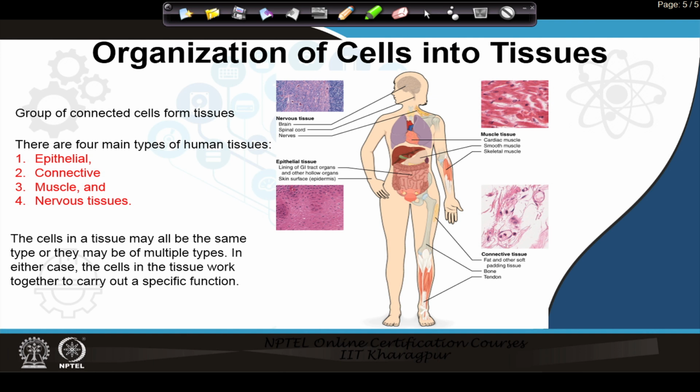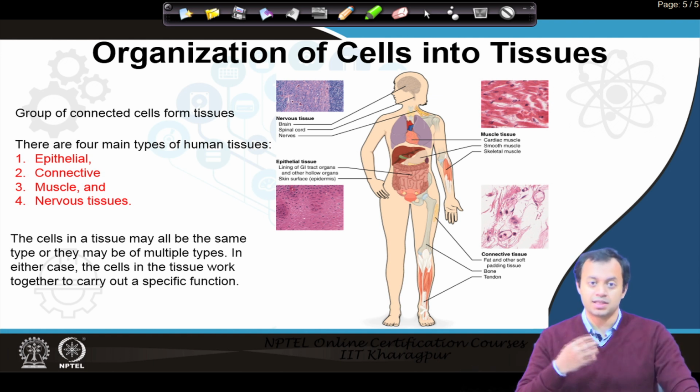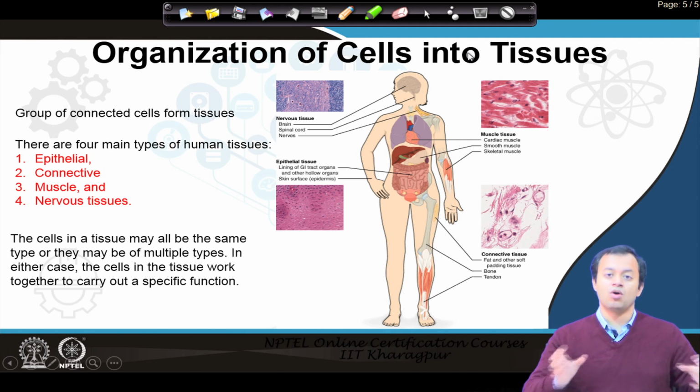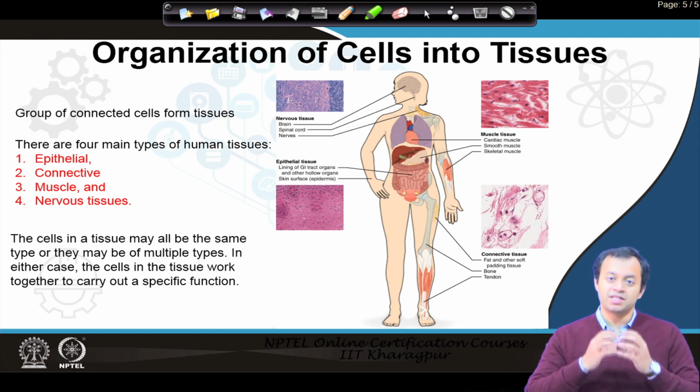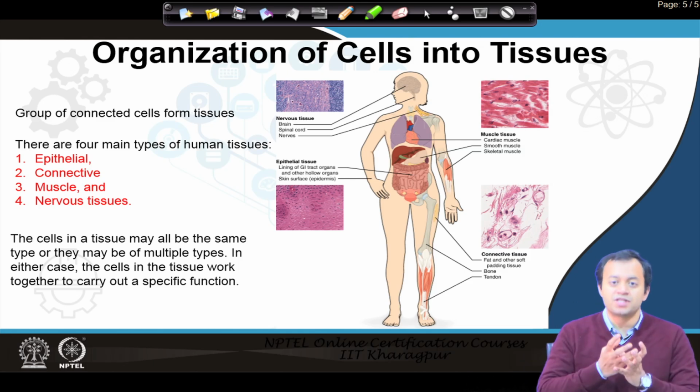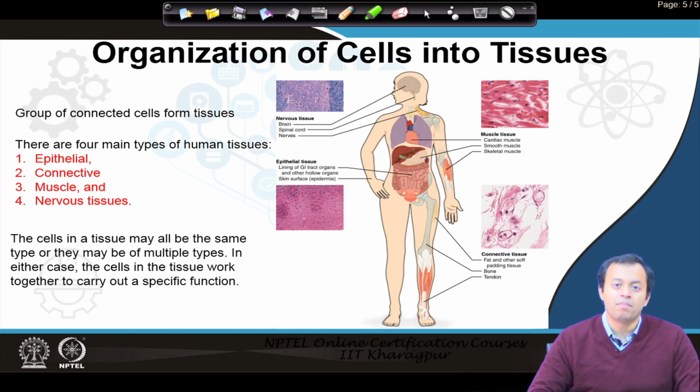So, one of the fundamental characteristics of eukaryotic cells, that are animal cells and plant cells, is that the cells can be organized into tissues. The cells can combine to form a specific pattern in a specific arrangement, and this arrangement of cells, which we call tissues, performs a very specific function.